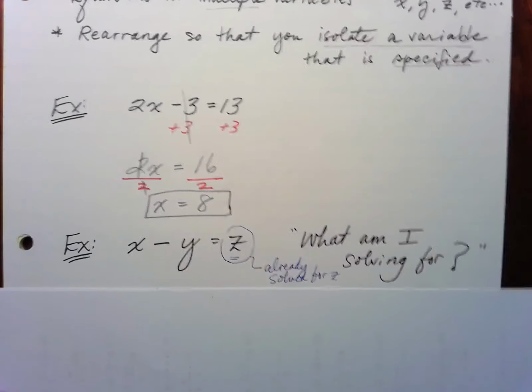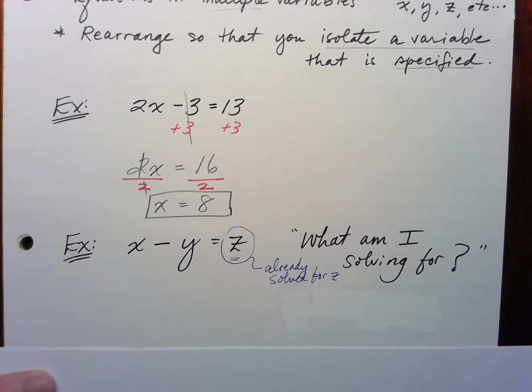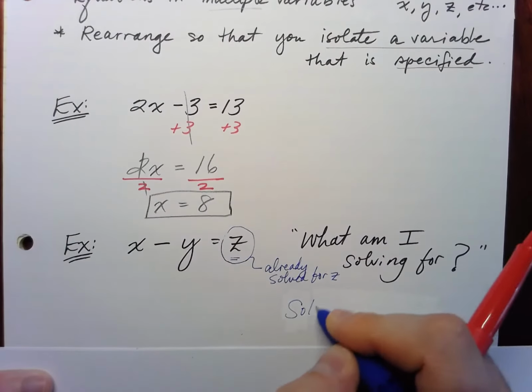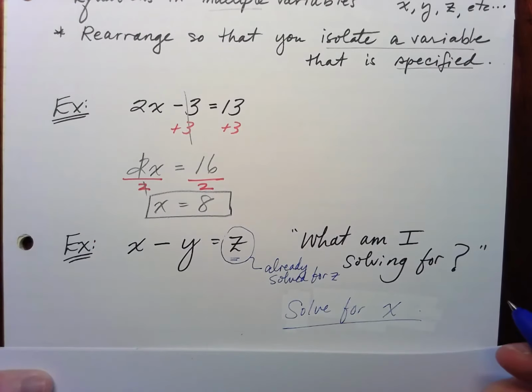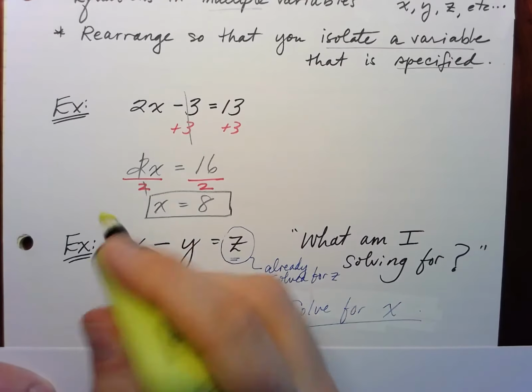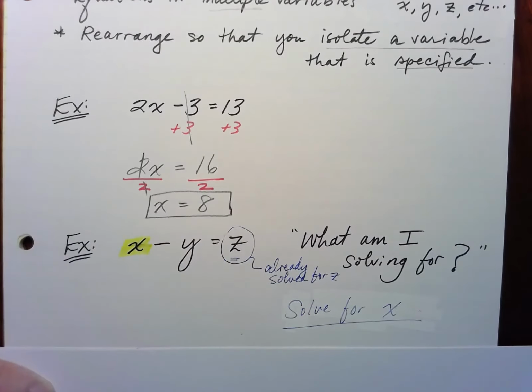So what if I say, okay, I want you to solve for x. That's what I want you to do. Okay, so that means that we're going to want to solve for x and get x by itself on one side of the equal sign, just like z is already by itself. So we don't care about z anymore. We just care about getting x by itself. Okay, so let's look at this.